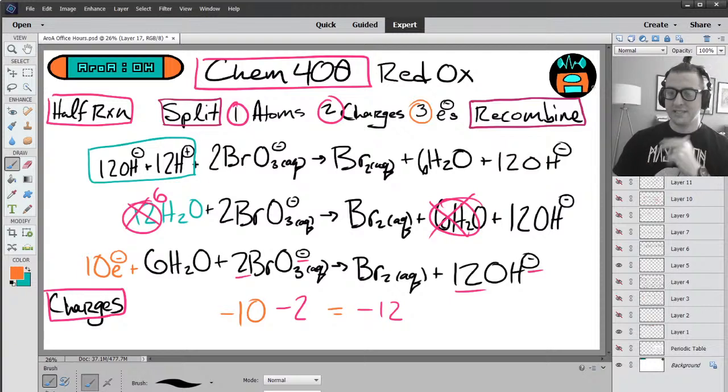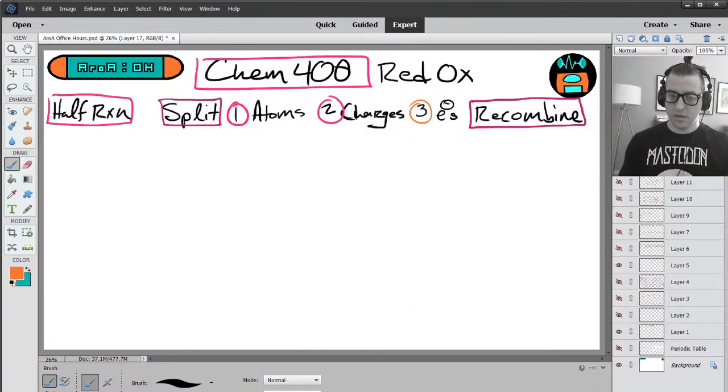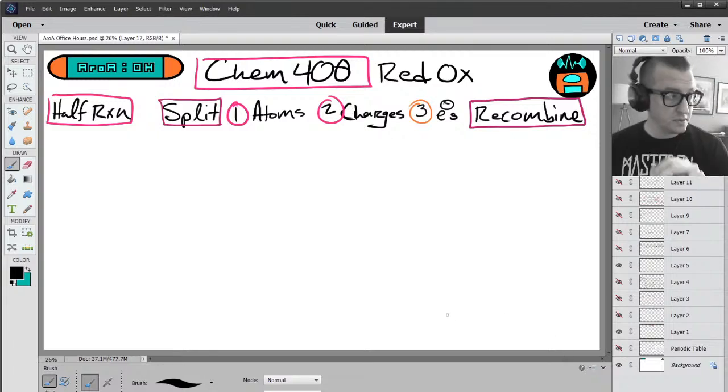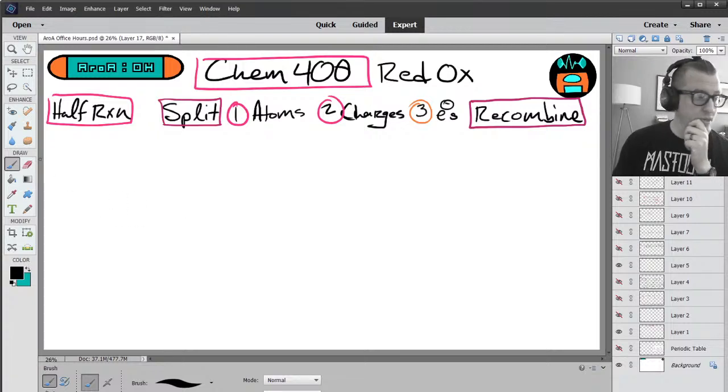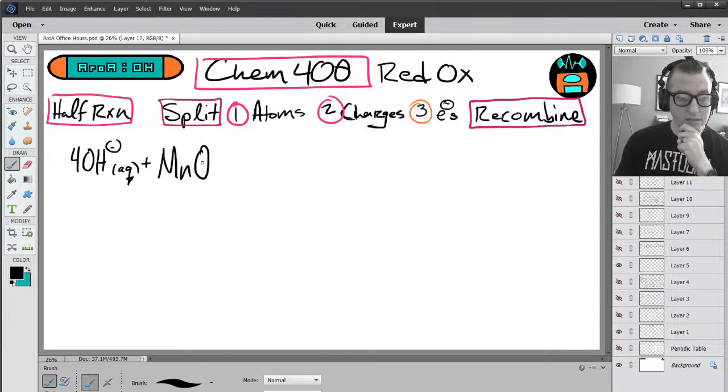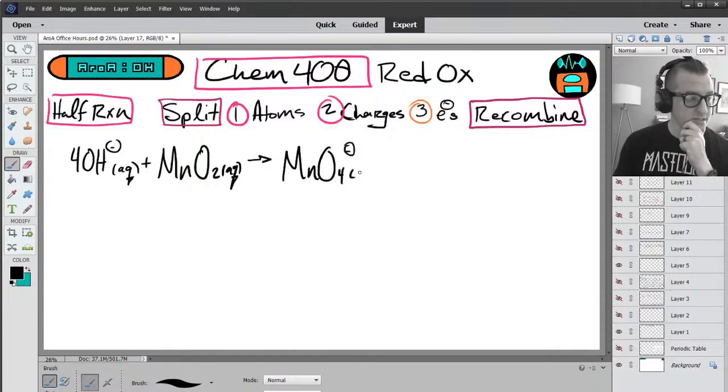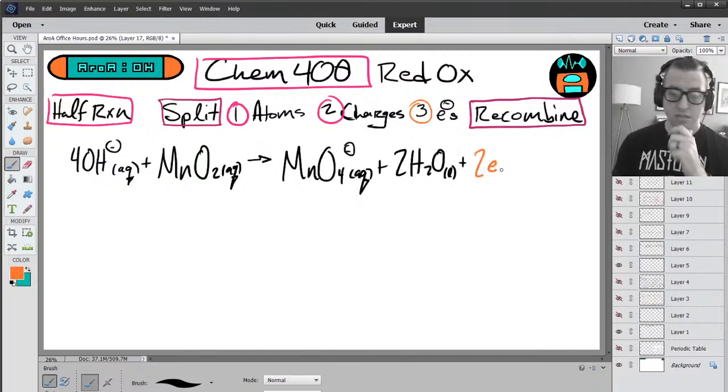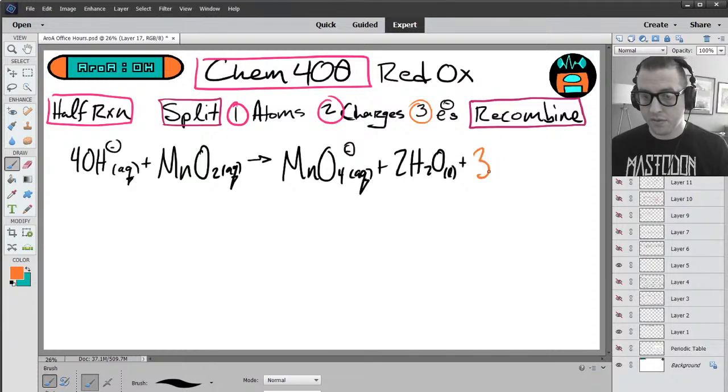Next, we need to balance our electrons. Balanced atoms, balanced charges. Next, we need to balance our electrons. So I'm going to rewrite my manganese half reaction here. 4 hydroxide ions plus manganese 4 oxide produces permanganate, water, and not 2 electrons, excuse me, 3 electrons.